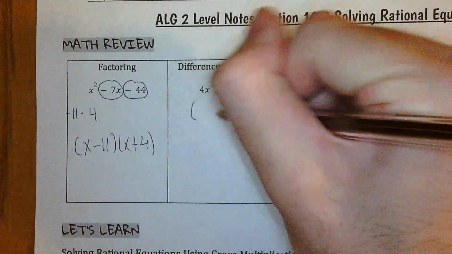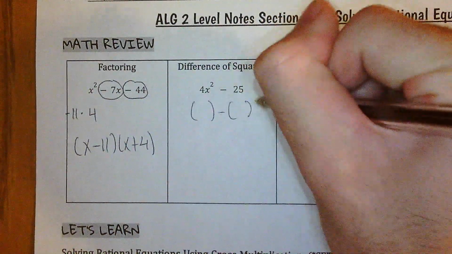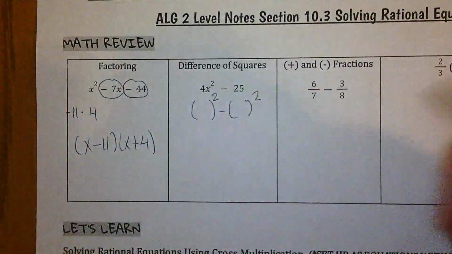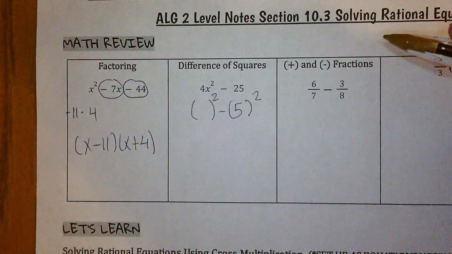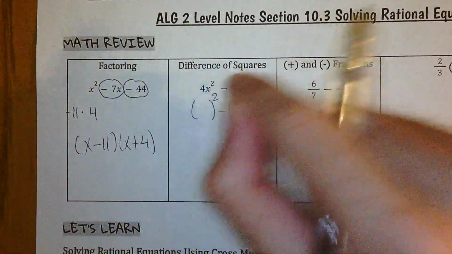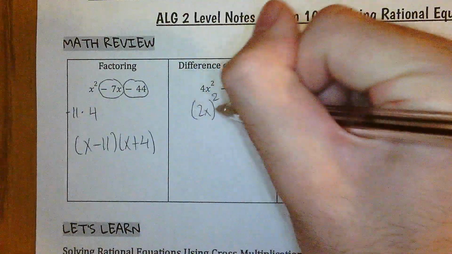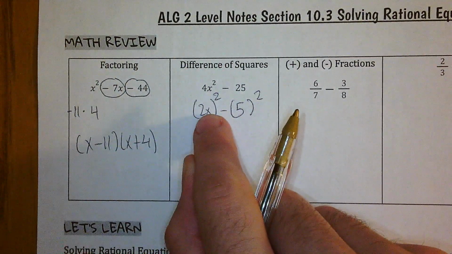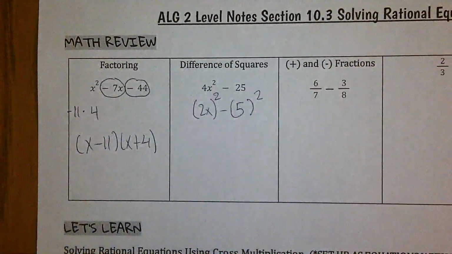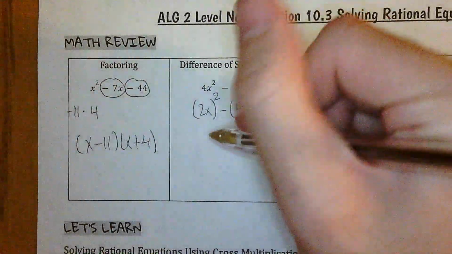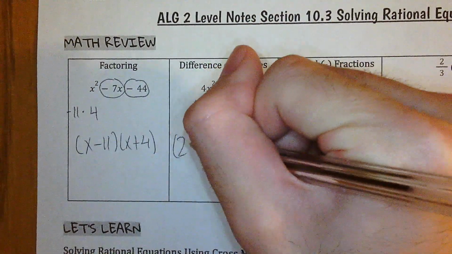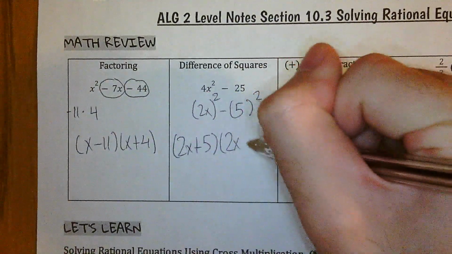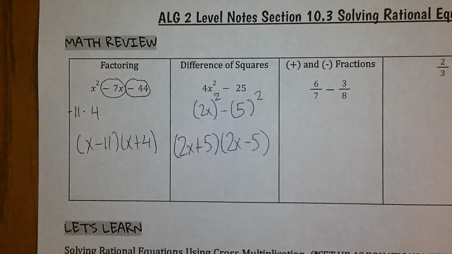For the difference of squares, we're going to look for which quantities we have to square to get each of these terms. So 25 is, of course, going to be 5 squared, and 4x squared is 2x squared, because 2x times 2x is going to give you 4x squared. Once we have these two terms, we can find the two factors to be the sum of them, and the other one will be the difference.